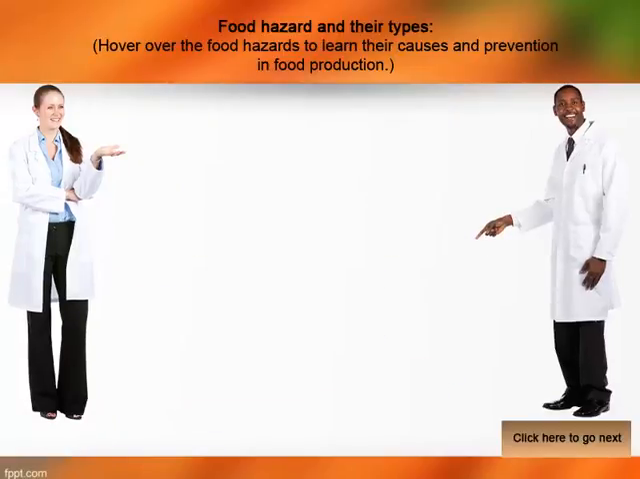What is meant by a food hazard? A food hazard is any substance present in food that is reasonably likely to cause injury, illness, or death of the consumer, if not controlled properly. What are the types of food hazards?